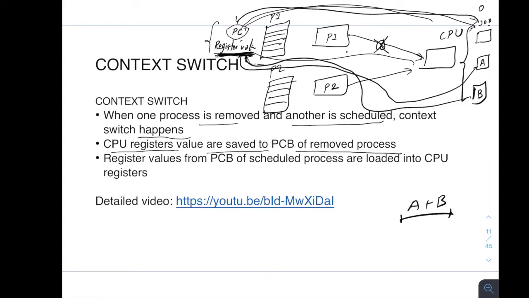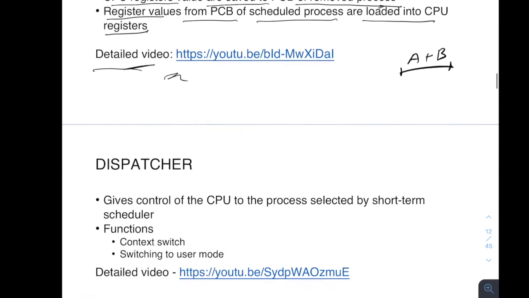CPU register values are saved to the PCB of the removed process. So I was removing P1, so I saved all these values from CPU registers to these register values, I mean data that is present in PCB. And the register values from the PCB of the scheduled process are loaded into the CPU registers. Now when P1 gets a chance again, I need to load these values first and then start the process. So this is context switch. If you want a detailed explanation, watch the video linked here.